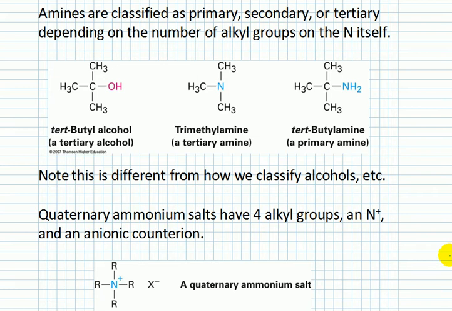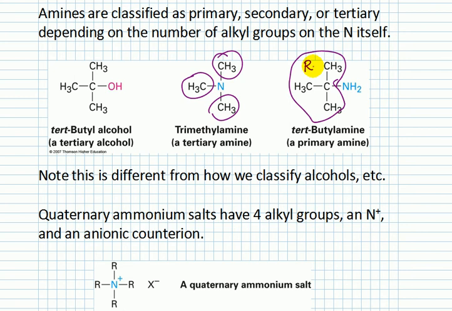We can classify amines as primary, secondary, or tertiary, and it's important you understand that this is just based on the actual number of alkyl groups attached to the nitrogen itself. So if we look at trimethylamine, there are literally just 3 R groups attached to that N, so that's a tertiary amine. If you look at tert-butylamine, that's an NH2 with a tert-butyl group attached, there is only 1 R group attached to this nitrogen. Anything with an NH2 is a primary amine because it has just this one single R group attached.